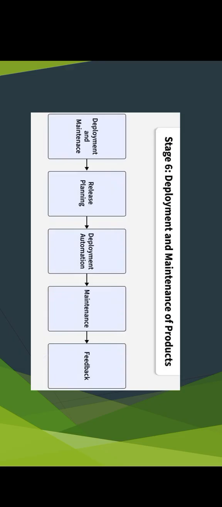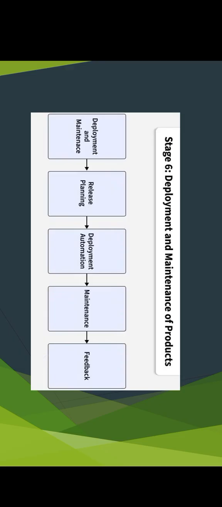Stage 6 is the final stage, deployment. In deployment, the tested software is released to users. Activities are production setup, deployment and smoke testing. The modern approach is continuous integration and continuous deployment, that is CI is continuous integration and CD is continuous deployment, pipelines for faster and reliable releases. The output is the live application. Key roles are DevOps engineers and release managers.